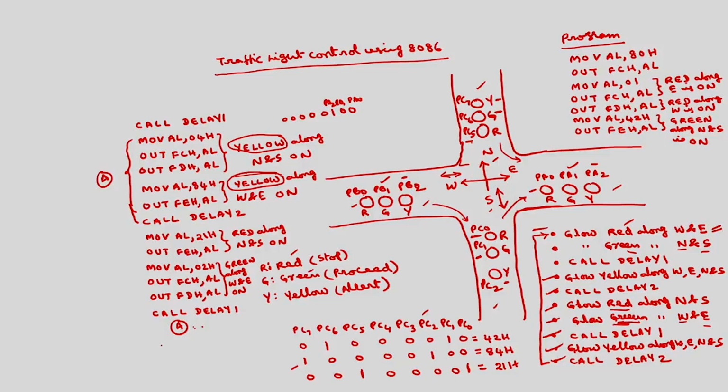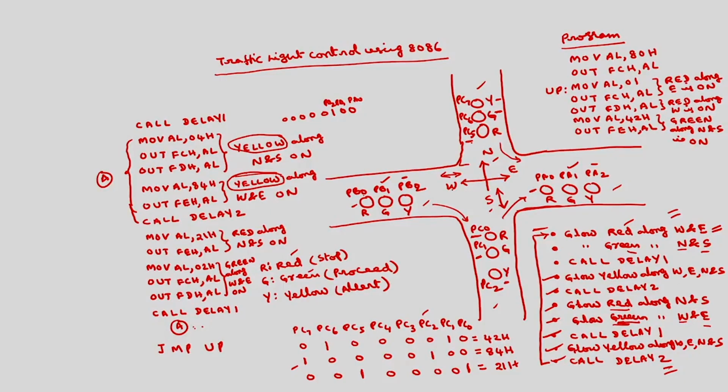So an unconditional jump to up. Where should this up be? Up should be again the start of this point. So this will continuously perform the task that I have given in this algorithm. Okay. This is how we can control the traffic lights along the 4 ways of a junction.